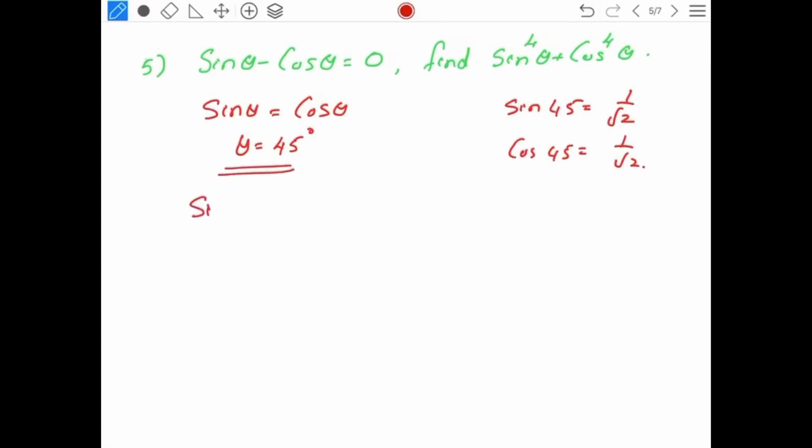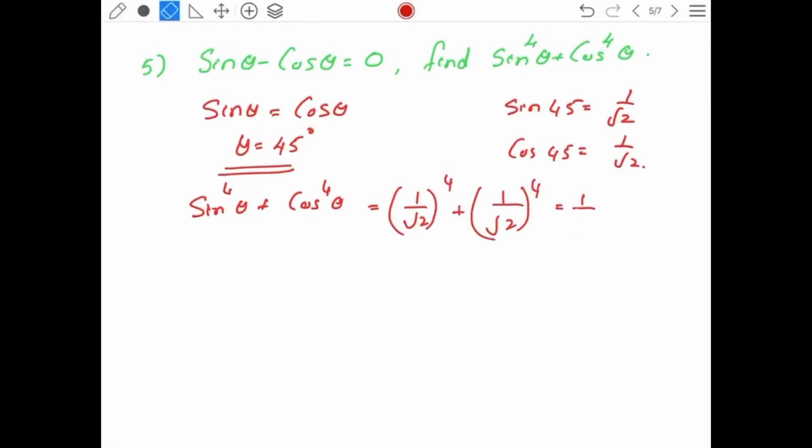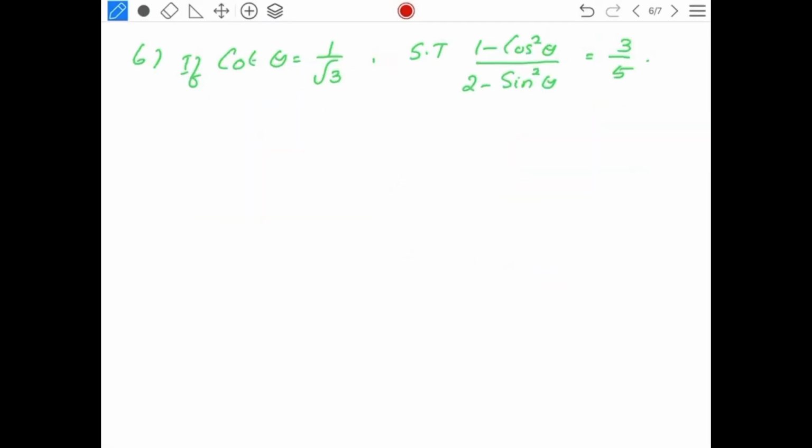Now we'll find sin to the power of 4 theta plus cos to the power of 4 theta. Now sin 45 is 1 by root 2. So 1 by root 2 the whole to the power of 4 plus 1 by root 2 the whole to the power of 4. So it is equal to 1 by 4 plus 1 by 4 equal to 1 by 2. Hope it's clear. We'll go to the next problem.